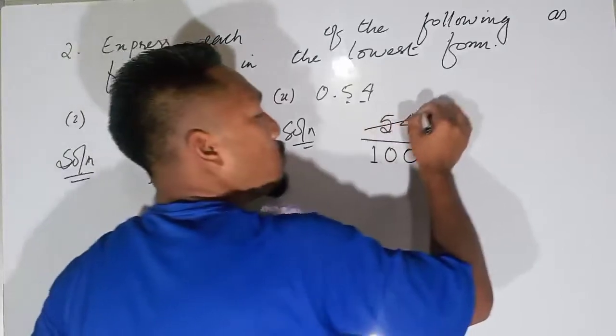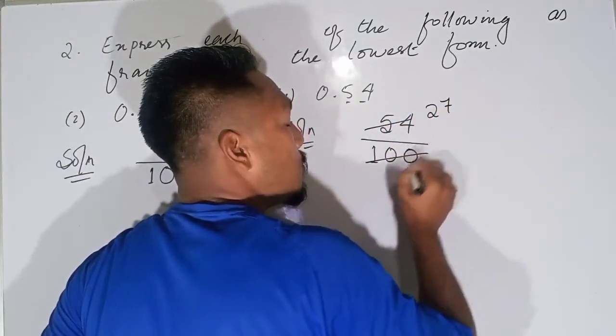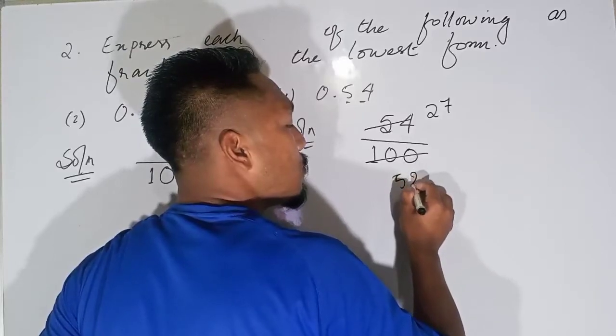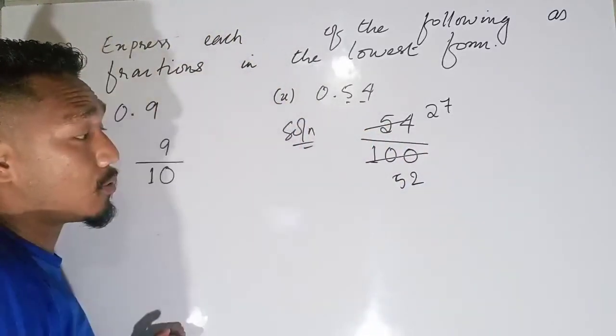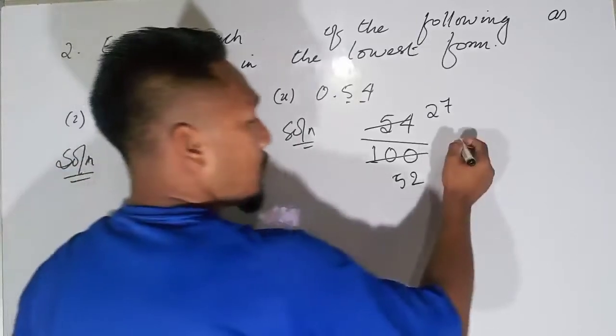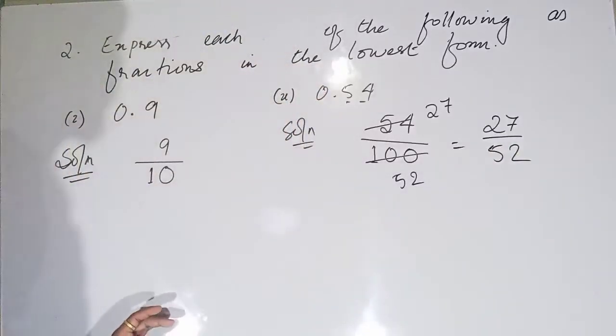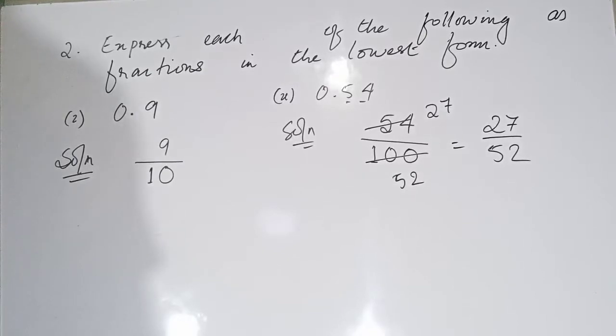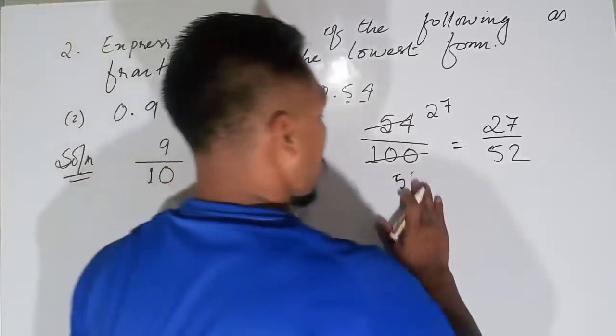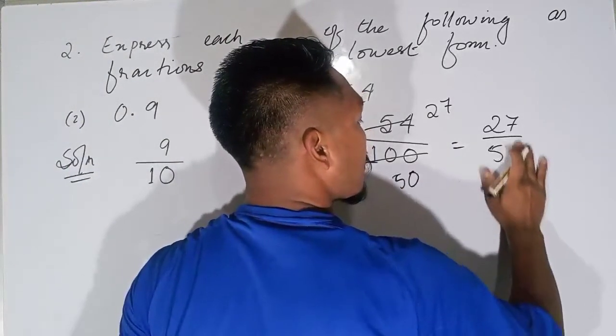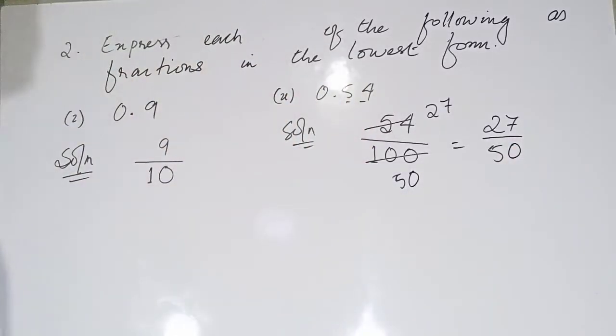Now divide it. 2 2s are 4, 2 7s are 14, 2 5s are 10, 2 2s are 4. Okay, so I think we cannot further divide it. That is your answer, 27 by 52. I'm sorry, not 52, it will be 0. 27 by 0. 2 5s are 10 directly. So this will be 27 by 50.